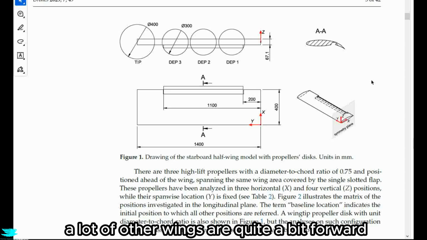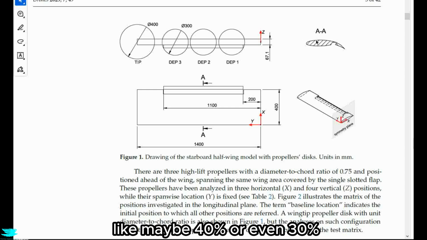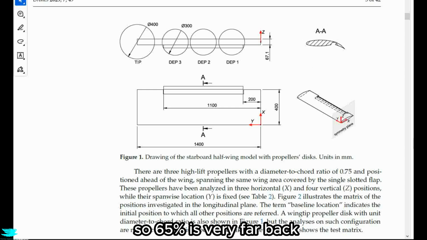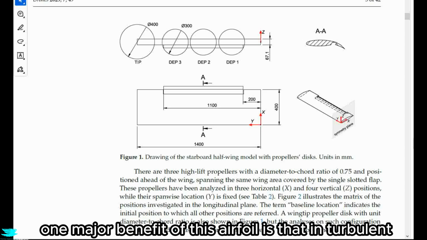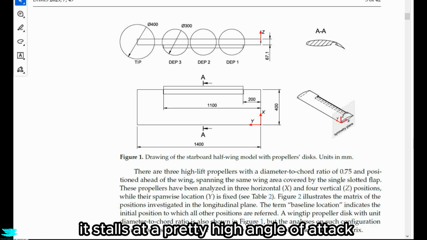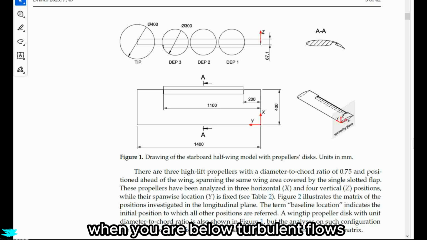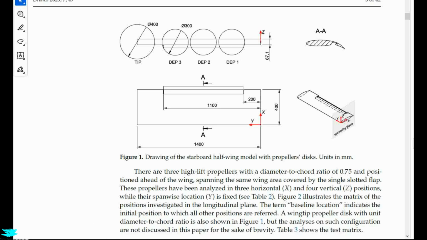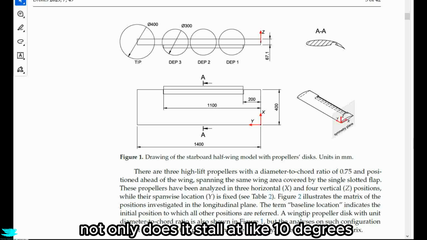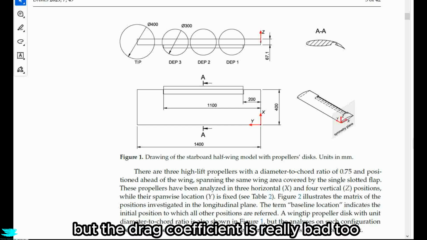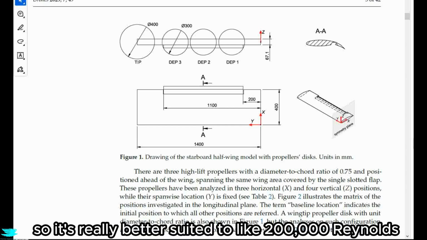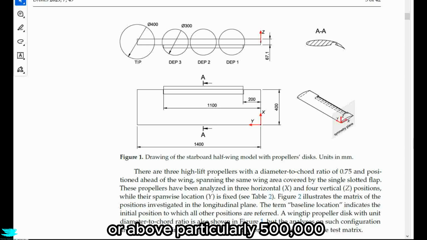A lot of other wings are quite a bit forward, like maybe 40% or even 30%, so 65% is very far back. Now, one major benefit of this airfoil is that in turbulent Reynolds numbers, it stalls at a pretty high angle of attack. One disadvantage of it is that its performance is very sensitive to the Reynolds number when you are below turbulent flows. Not only does it stall at like 10 degrees, but the drag coefficient is really bad too. So it's really better suited to like 200,000 Reynolds number or above, particularly 500,000.